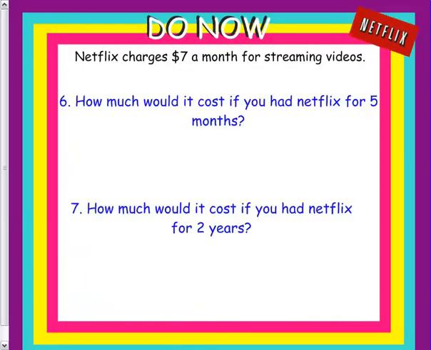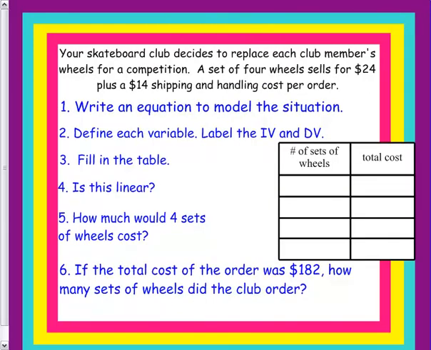Okay, that's actually our do now, and I don't know why it's right there. So we're going to skip over it. All right, try this one for me. Write an equation to model the situation, define your variables, fill in the table, is it linear, and then we'll go from there, okay? All right, so I'm gonna go through it, so make sure that you paused the video.